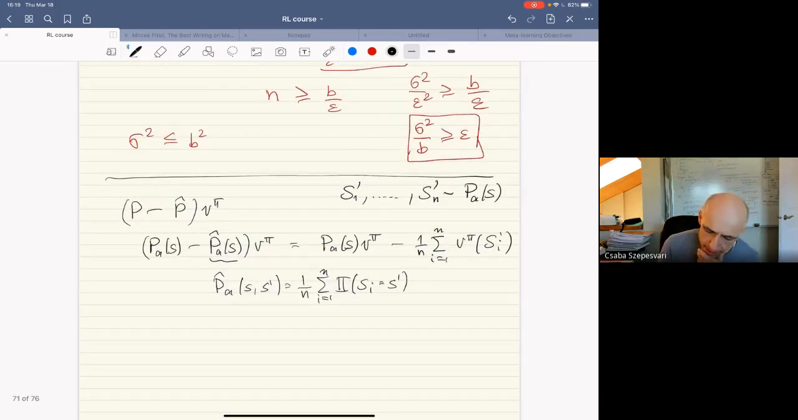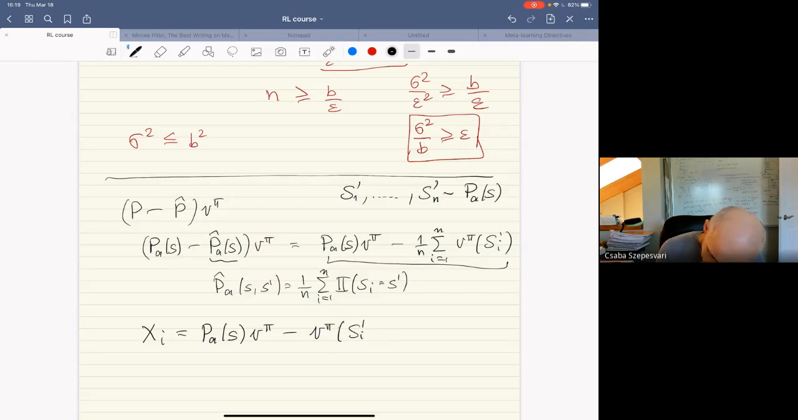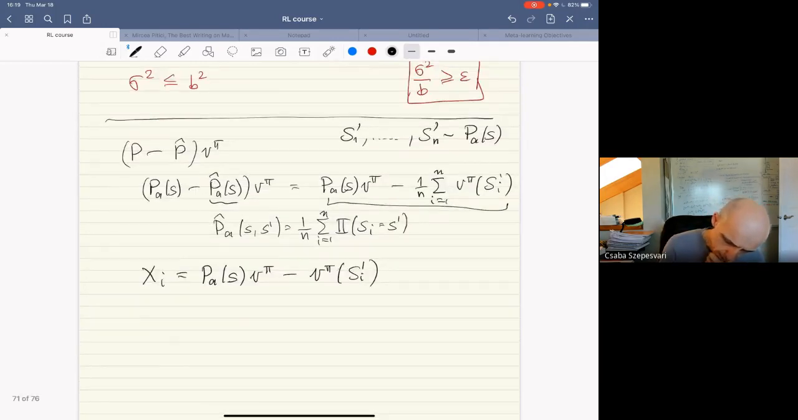Okay, so we were applying Hoeffding's inequality to this guy. So we must be talking about the variance of this guy. Okay? So X_i, in the application of Hoeffding, and now we want to apply Bernstein, is going to be the sample mean minus just one of these guys. And so this has zero mean, it's fine. It has some bounded range.